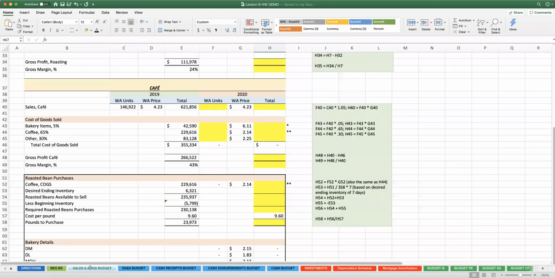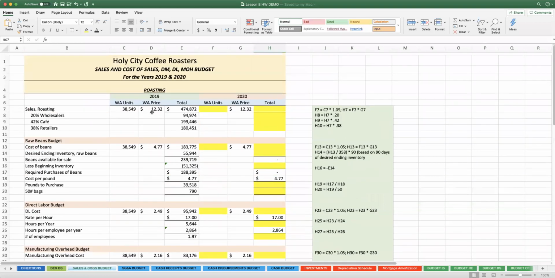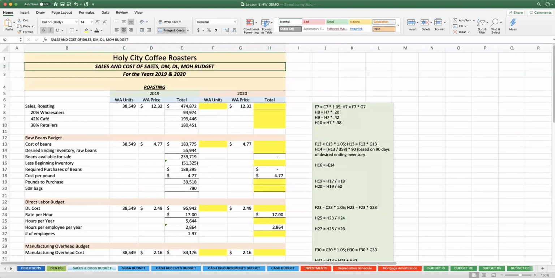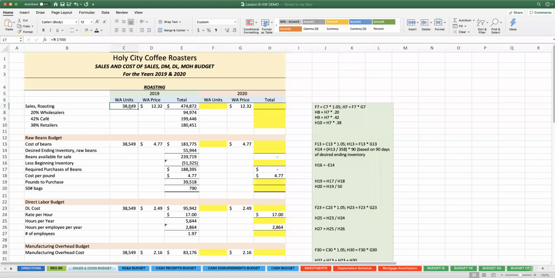Okay, so here we go, the sales and cost of goods sold budget. Sales and cost of goods sold, cost of sales. That's direct materials, direct labor, and manufacturing overhead as well, because that's what's included in the cost of goods sold amount and the cost of goods manufactured. So the first thing we have to do is get the weighted average number of units for 2020. And you have in here the 2019 amounts, which came from your previous assignment that you just completed a couple weeks ago.